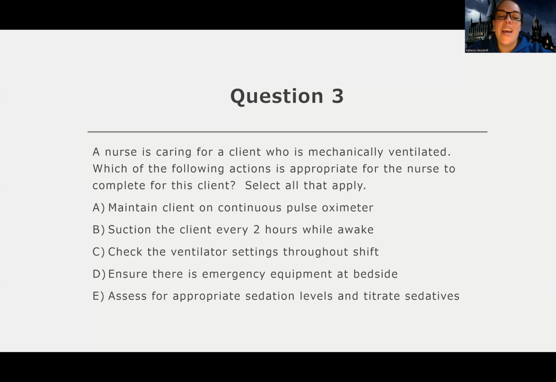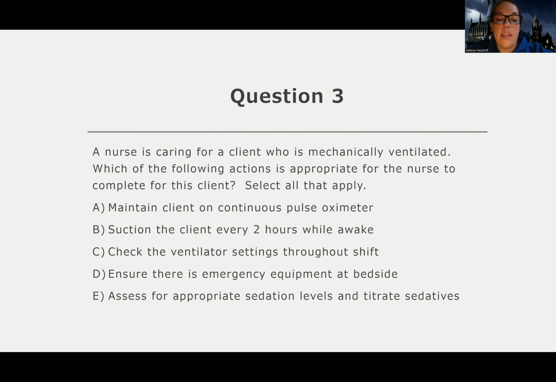The big thing I want to ask here is, is it necessary to suction a mechanically ventilated client every 2 hours? And I'm going to say no, because I think that we suction them when there is a need or necessity for it, like they have coarse lung sounds, or if they're having difficulty breathing, or maybe there's a sign of high pressure and I think there might be an obstruction in the tube from their secretions. So usually I suction not necessarily because it's time, but because there's an actual need for it. So I'm going to say no to that one.